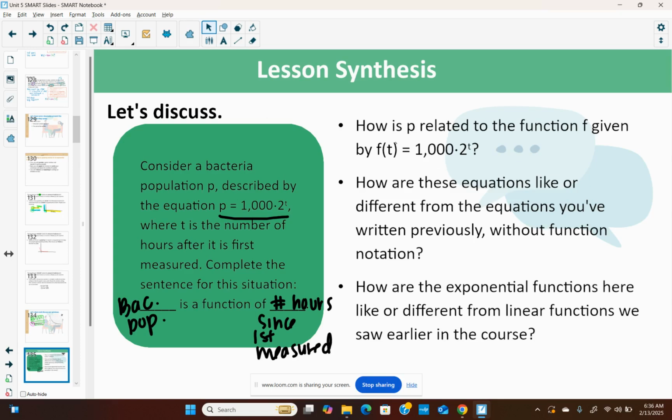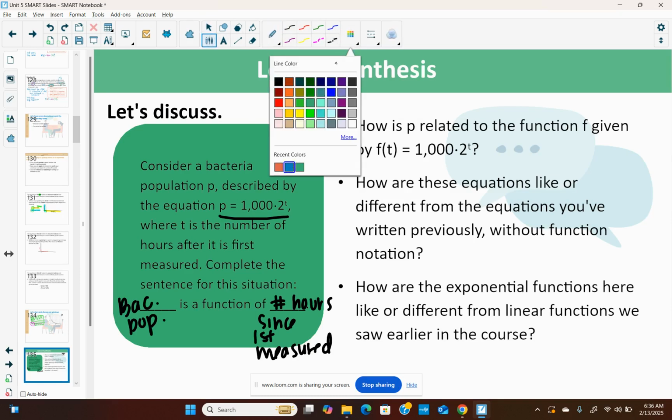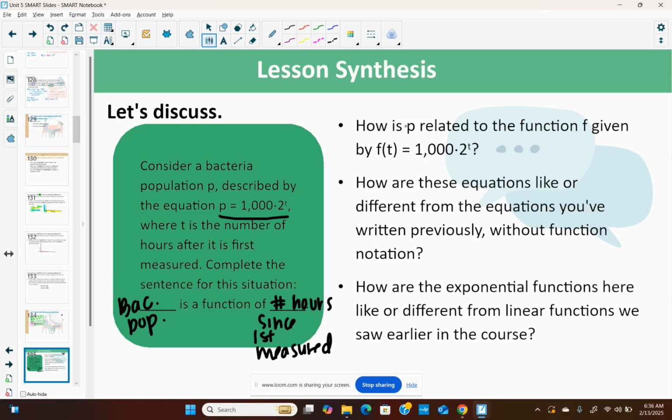So then these questions, so how is P, which was from our situation, right? So how is P related to the function F given by this? So our population is equal to that function, right? So that function is the same as this one. So it's the same as this one, right? So those are the same. So P is equal to F of T.